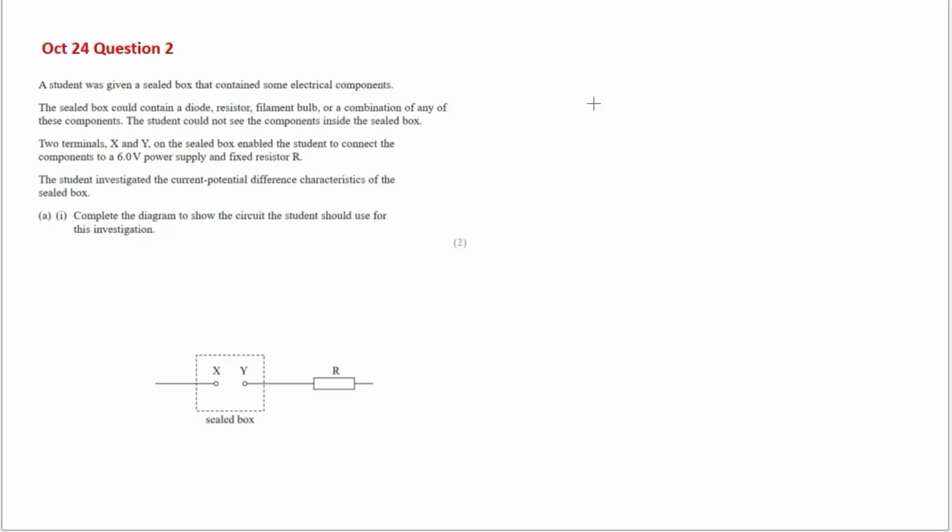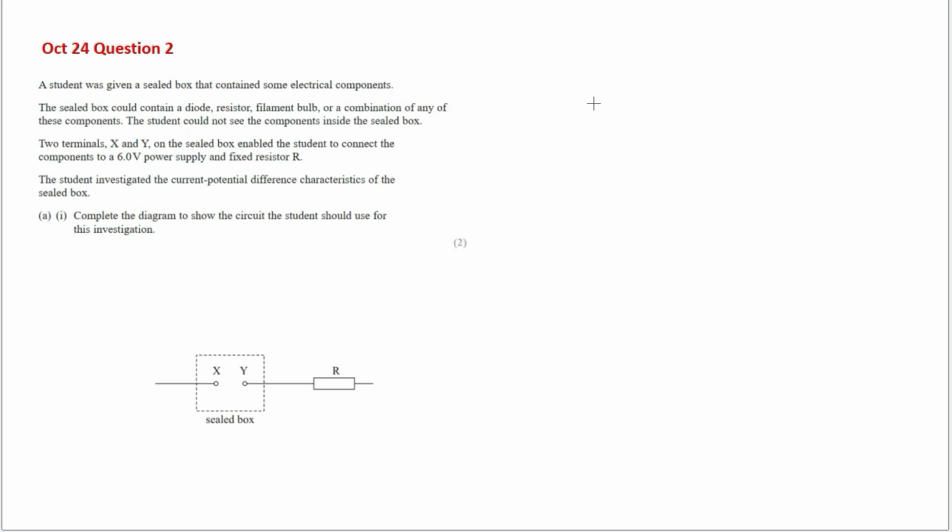The next question is from October 24, question 2. A student was given a sealed box that contained some electrical components. The sealed box could contain a diode, resistor, filament bulb, or a combination of any of these components. The student could not see the component inside the sealed box. Two terminals, X and Y on the sealed box, enabled the student to connect the component to a 6-volt power supply and a fixed resistor R. The student investigated the current potential difference characteristics of the sealed box. Complete the diagram to show the circuit the student could use for the investigation.